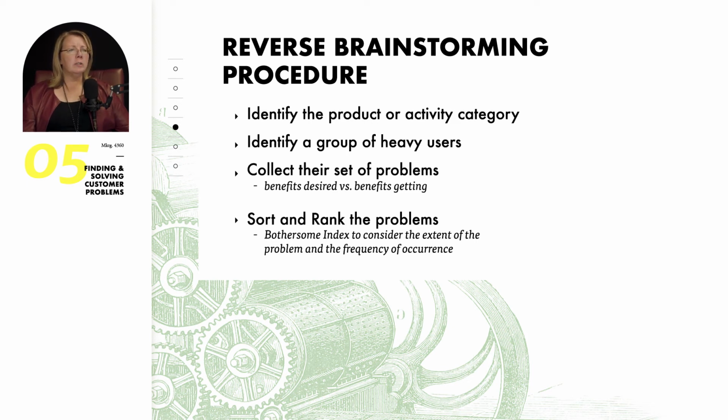And so one way to do that is to use what's called the bothersome index, which requires you to consider the extent of the problem and the frequency that the problem occurs. And then you multiply those two factors to get an index rating for each of the problems. And then you can sort and rank the problems accordingly and know which ones are the biggest deal. Okay? All right. So enough about problem analysis.